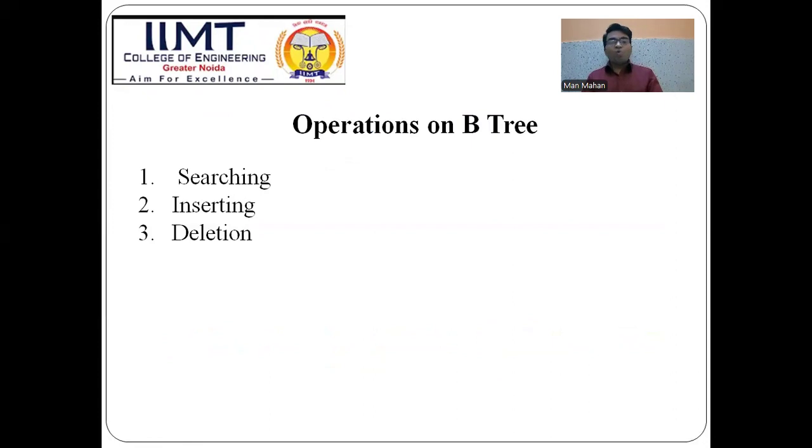Now we move on to the operations on the B tree. We already discussed the different types of operations: creation of the B tree, searching of the B tree, inserting particular key values in a B tree, and if we want to delete a particular node, we perform the deletion operation.